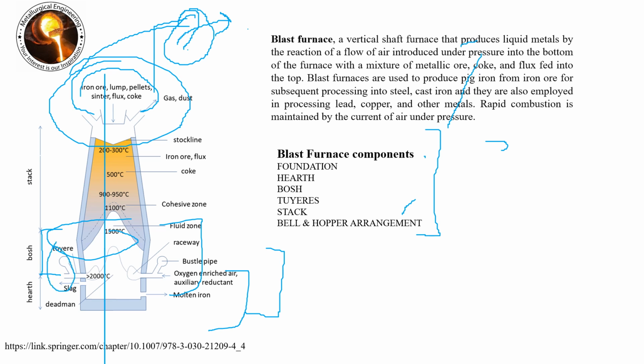What actually happens in a blast furnace? What is the blast? We are pressurizing hot air inside to make the reaction happen, and that hot air goes through the tuyeres. The tuyeres are located above the hearth, as we saw.